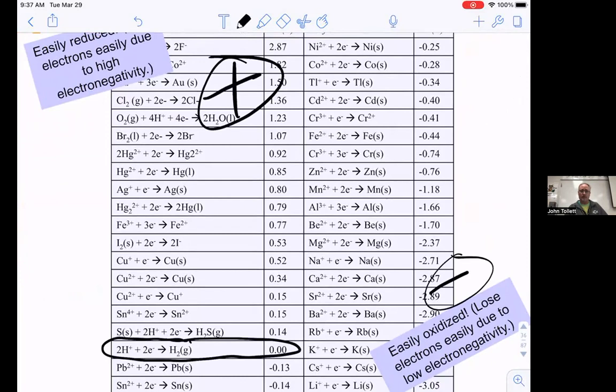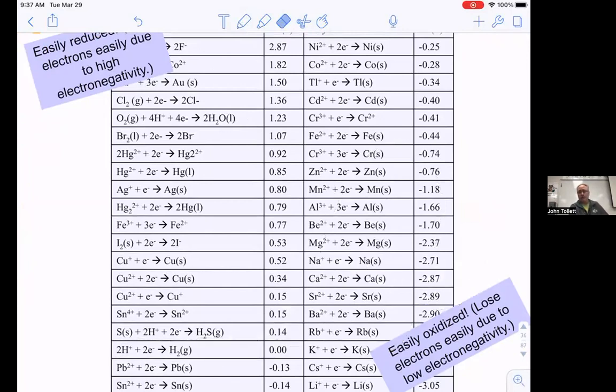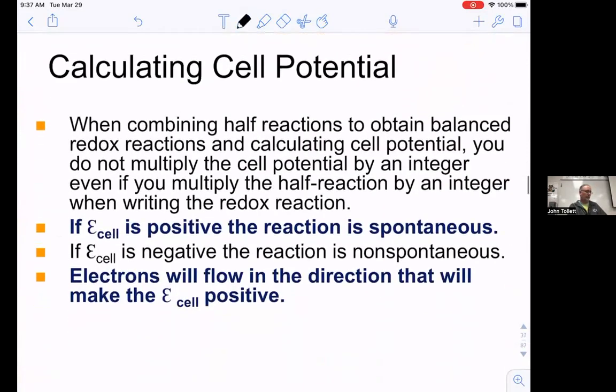In other words, they're going to gain electrons. That gives you more positive. And the other ones are going to be more easily oxidized, the negatives. So all of these over here will usually be flipped to give you a positive value. I say usually because it depends on what you put in the cells, or what you have as your anode and cathode. So let's go do an example of this.